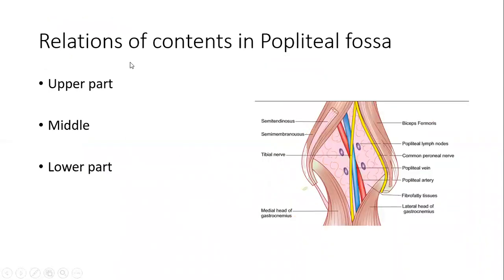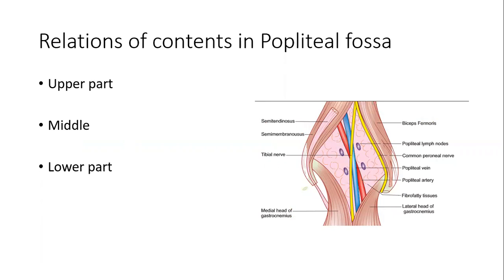Next, we have to see relations of the contents with each other in the popliteal fossa. That is, what relation these structures present in this popliteal fossa have with each other. This question is often given in the MCQs as well as in the draw and label question in the SAQs by the university exams.